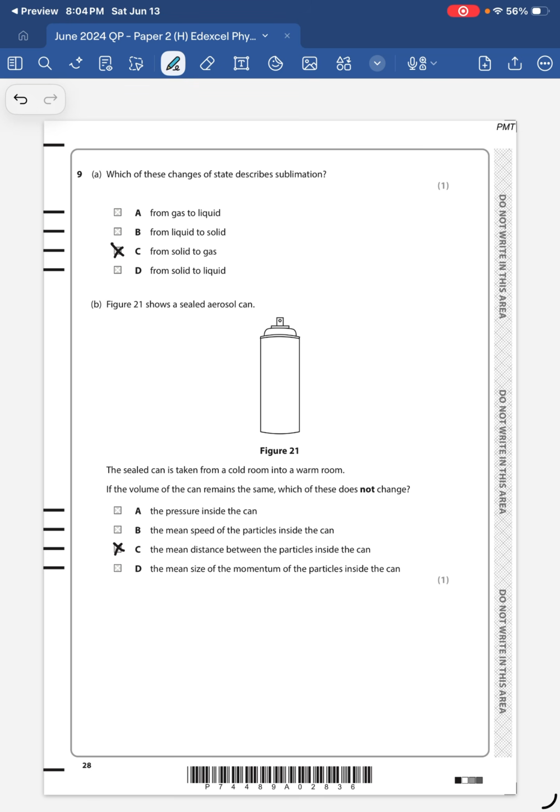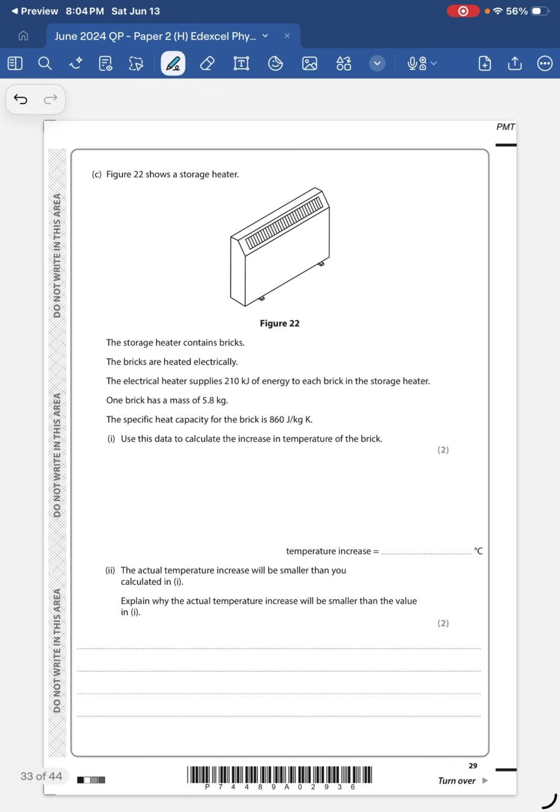Okay, and the justification is that we have the same V and the same number of particles, so the average distance between them is going to be about the same. Okay, let's move on. Part C.